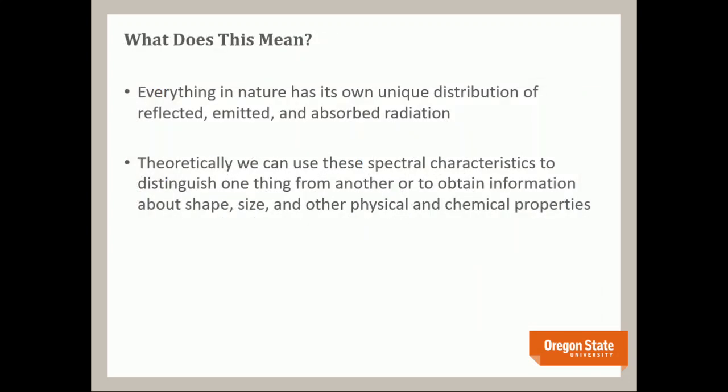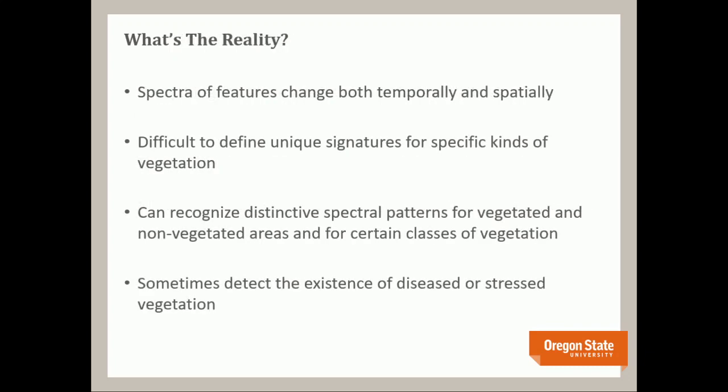What does this mean? Everything in nature has its own unique distribution of reflected, emitted, and absorbed radiation. Theoretically, we can use these spectral characteristics to distinguish one thing from another or to obtain information about shape, size, and other physical and chemical properties. In reality, spectra of features change both temporally and spatially. It is difficult to define a unique signature for a specific kind of vegetation, but we can recognize distinctive spectral patterns for vegetated and non-vegetated areas and for certain classes of vegetation. Sometimes we can detect the existence of disease or stress in vegetation.